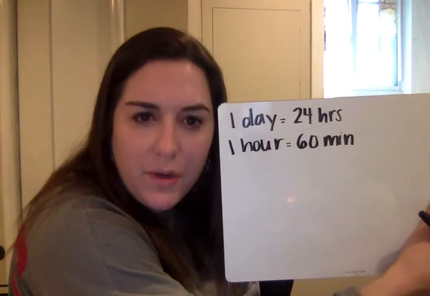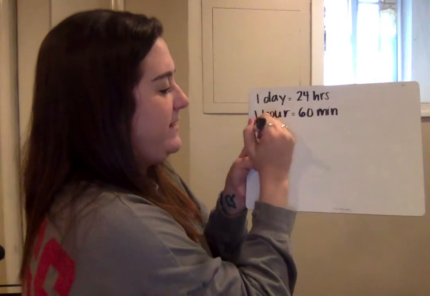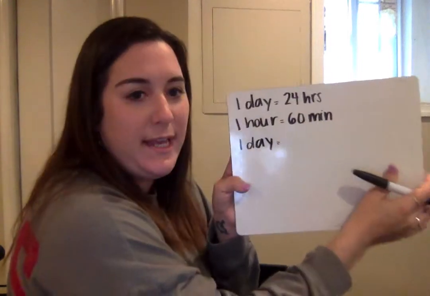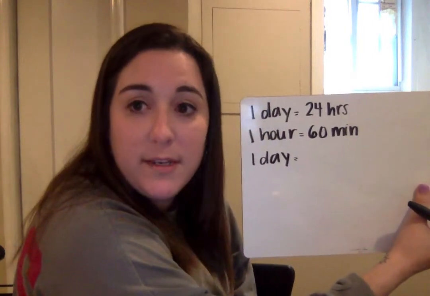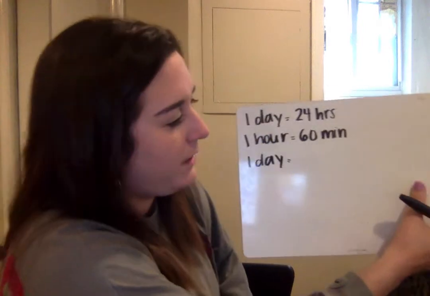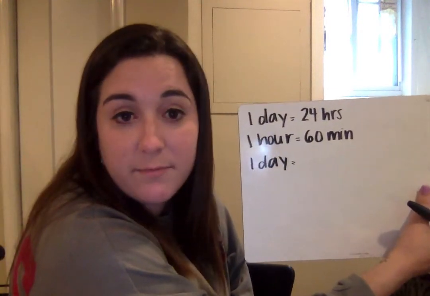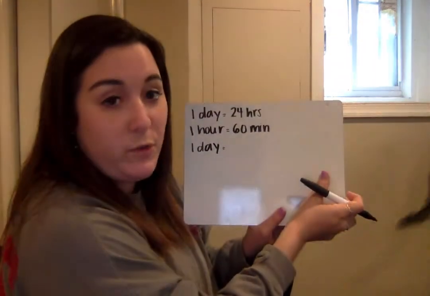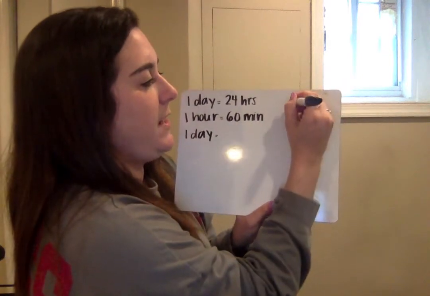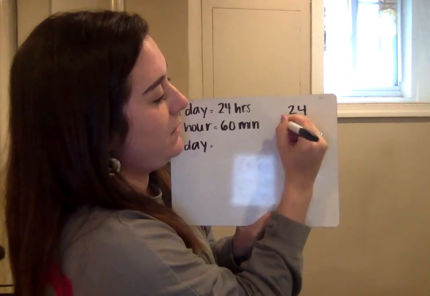Now, what I don't remember off the top of my head is how many minutes are in a day. That's what I don't know, but it would be really helpful to know while I'm solving this problem. So in order to figure that out, I'm going to say, okay, there are 60 minutes in an hour, and there are 24 hours in a day. So I'm going to use multiplication to figure out how many minutes there are in one day. So I'm going to say 24 hours times 60, all right?